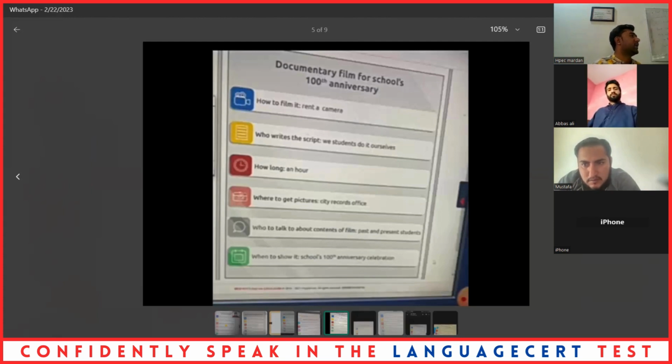The answer was, why don't we buy a camera? We don't have much money. I think if we rent a camera, it will not cost us a lot. It will not be that expensive.